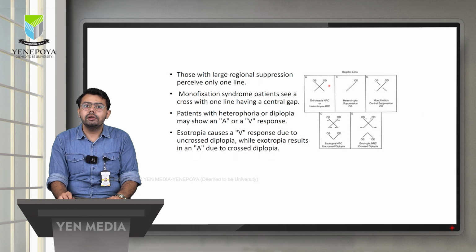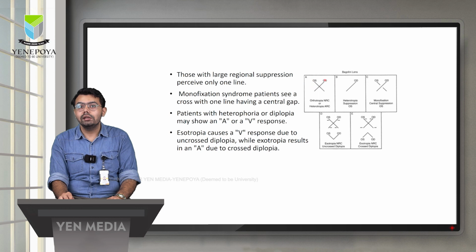So we'll do an interpretation. If the patient is orthophoric or having an NRC, there will be a normal cross. So the right eye image will be falling on the left and the left eye image will be on the right, and there will be a normal cross. But if there is a suppression of the left eye, there will be only a view of the right eye image.